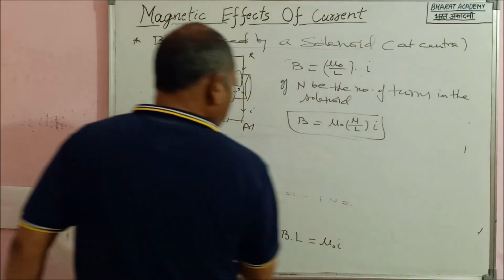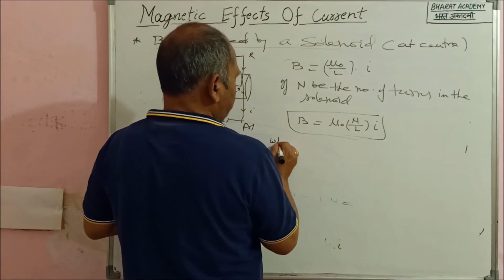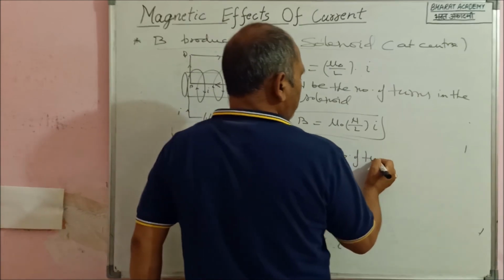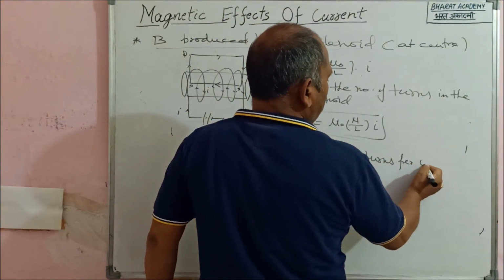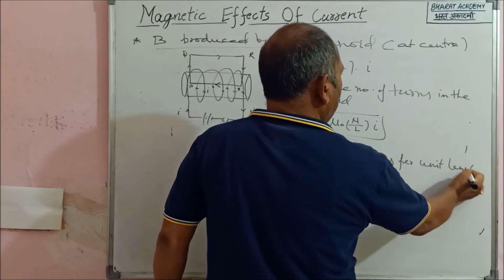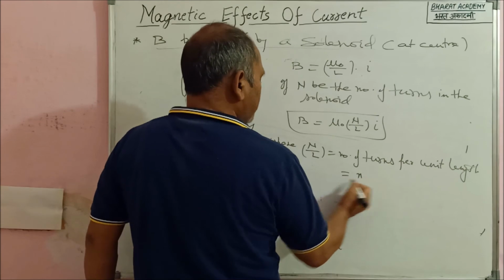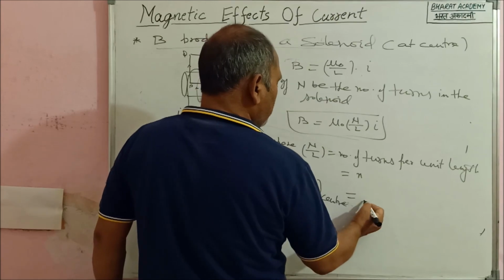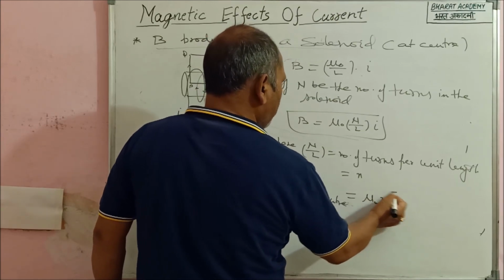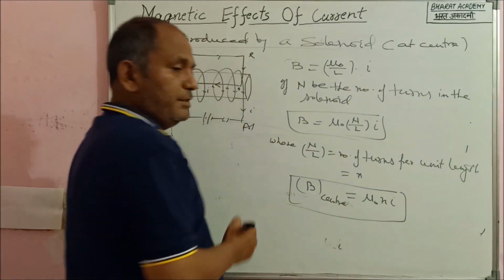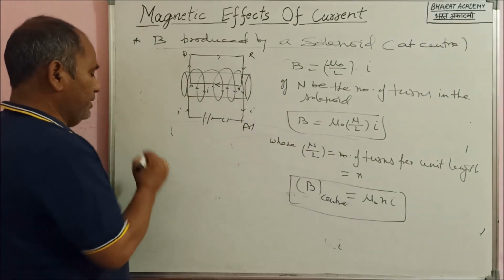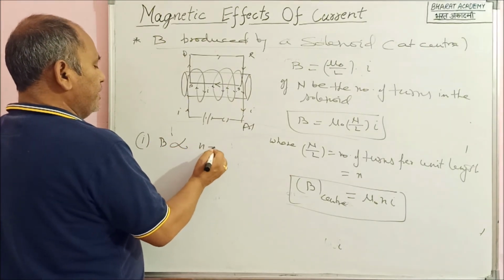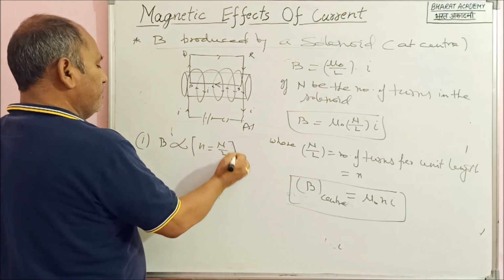And this N upon L is known as small n, the number of turns per unit length. Let it be small n. Then B at the center of the solenoid comes out to be mu 0 n I, very popularly used for numericals, right? It means in a solenoid B is depending on what? This n. What is n here? The number of turns per unit length.